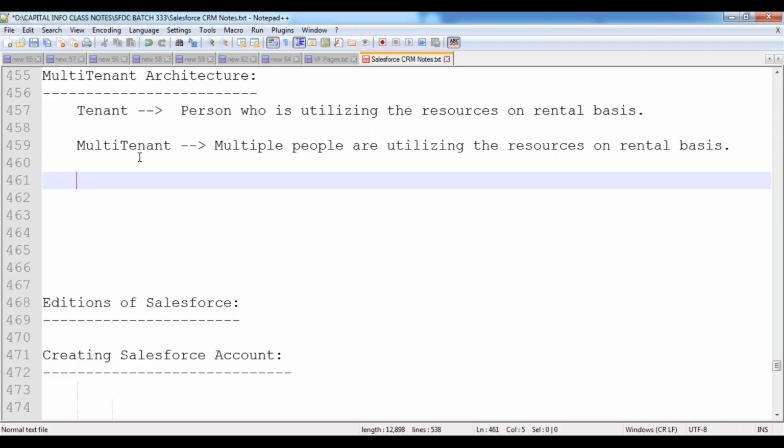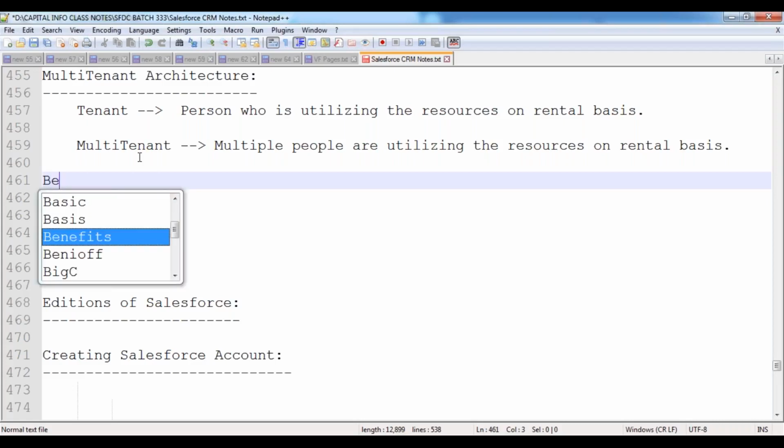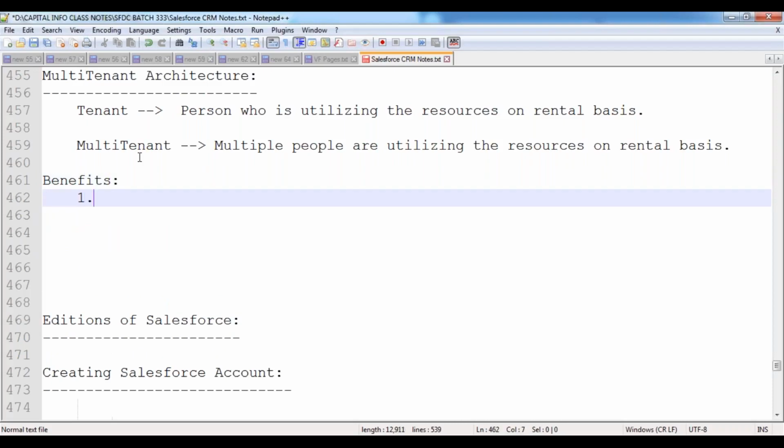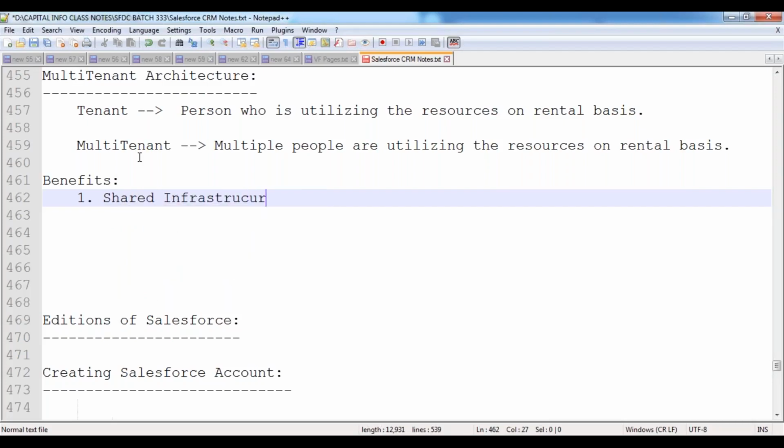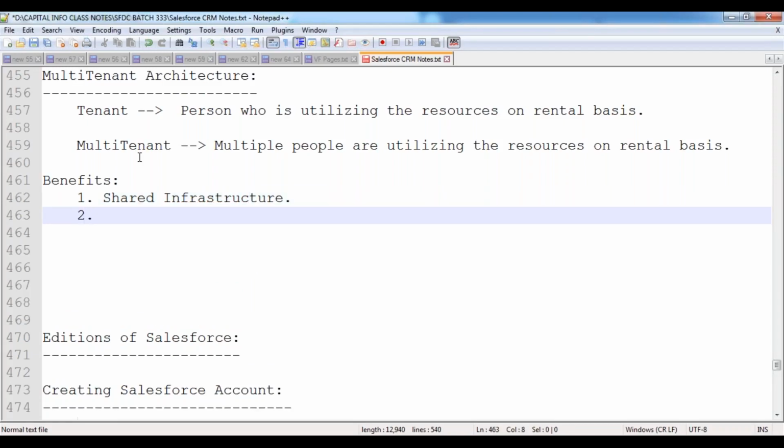Now, multi-tenant architecture provides some benefits. What are those benefits? The first benefit is shared infrastructure. So what do we mean by shared infrastructure?